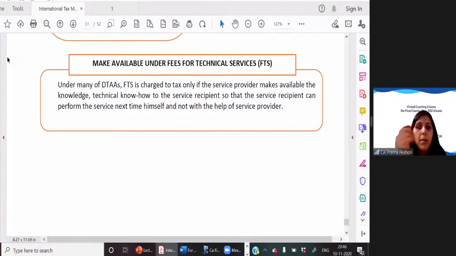Because of PE, Ambika, what do you mean to say that it is one of the benefits which a foreign company can avail because of DTAA even in case of PE? I didn't get your question properly, Ambika.